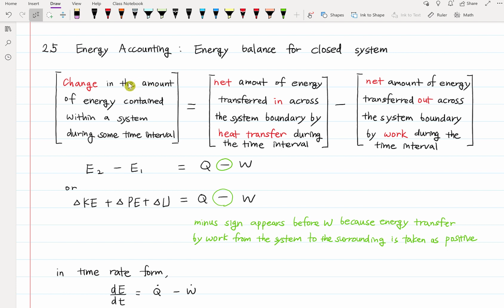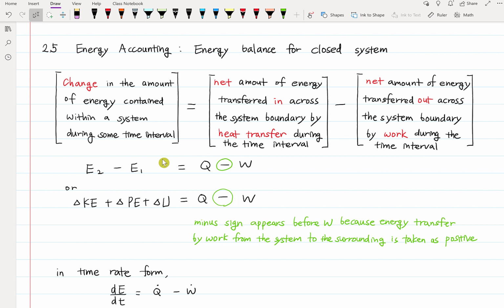So change in the amount of energy contained within a system during some time interval equals net amount of energy transferred in across the system boundary by heat transfer during the time interval. So one of the modes of heat transfer, conduction, convection, or radiation, minus net amount of energy transferred out across the system boundary by work during the time interval.